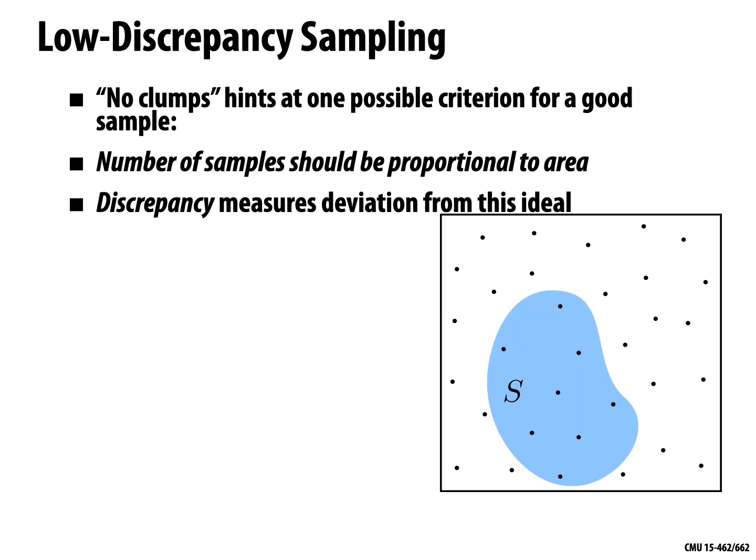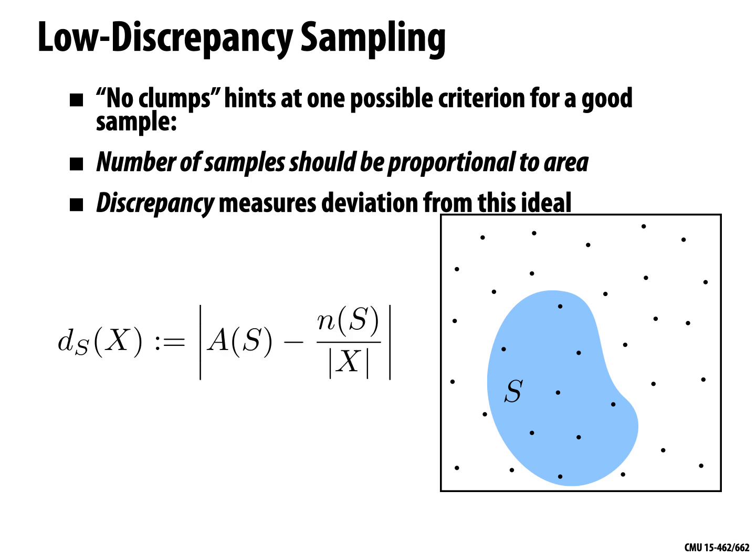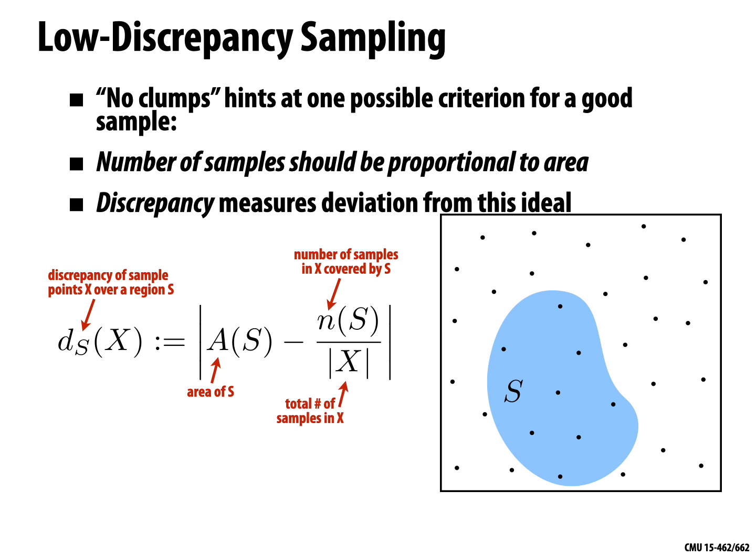Okay? So, for instance, let's say I have a box with these black samples in it, and I have a region S. Then I would say the discrepancy of the sample points X over the region S is equal to the absolute value of the difference between the area of S, the area of this blue blob, minus the number of samples in X covered by S divided by the total number of samples in X. So here we're assuming that the box has a unit area.